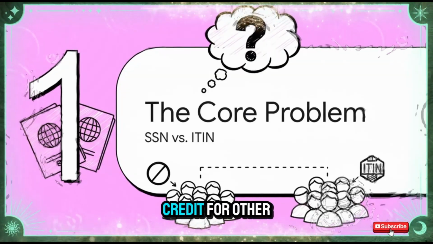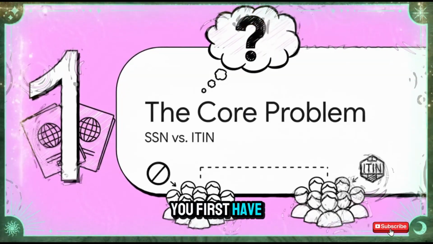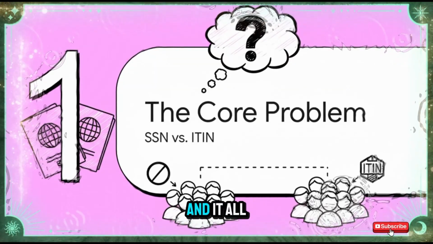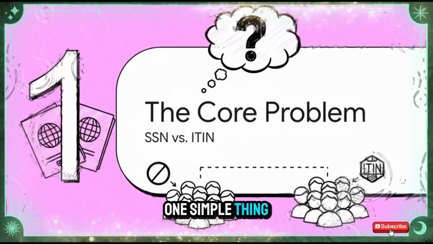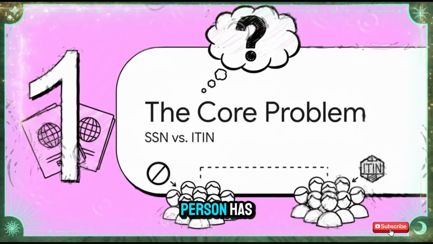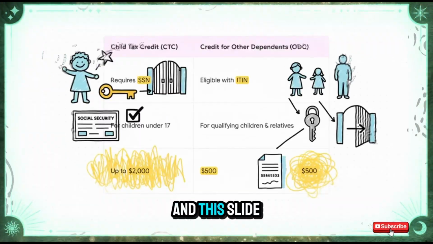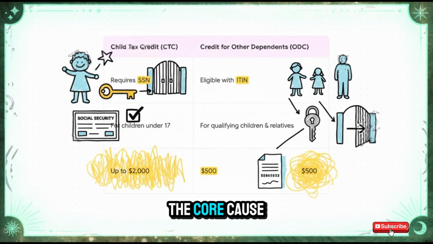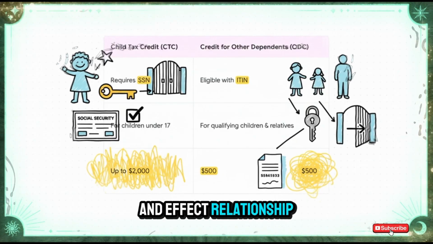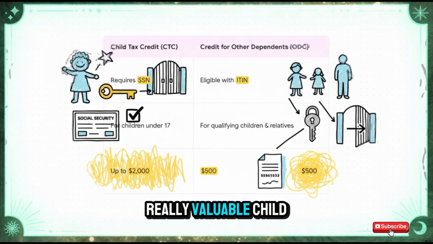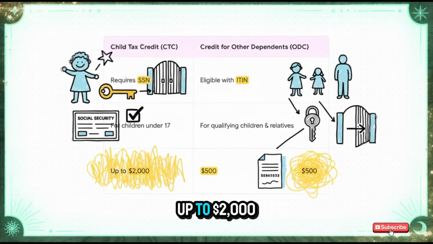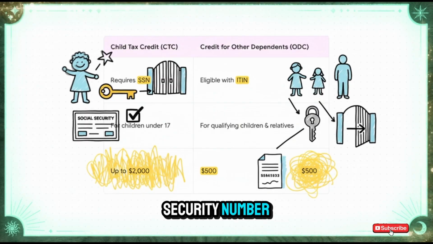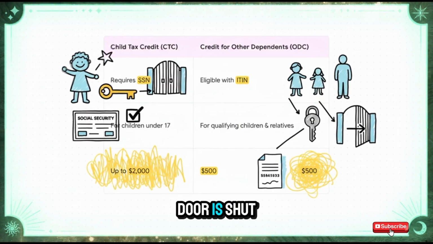To really get the credit for other dependents, you first have to understand the specific problem it was designed to fix. And it all comes down to one simple thing: what kind of tax ID a person has. And this slide right here gets to the heart of it. It shows you the core cause and effect relationship. You see, the really valuable child tax credit, which is worth up to $2,000, demands a social security number. No SSN? That door is shut.